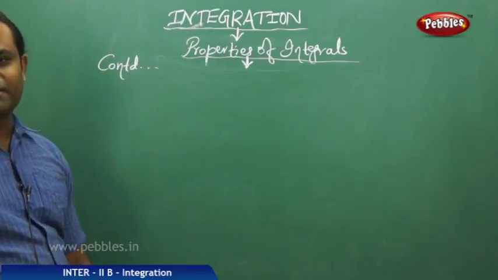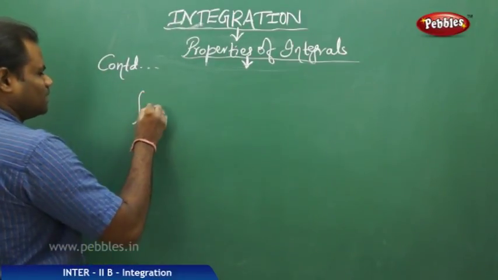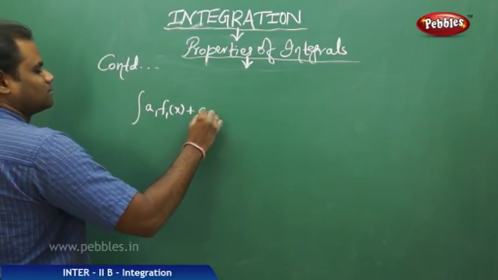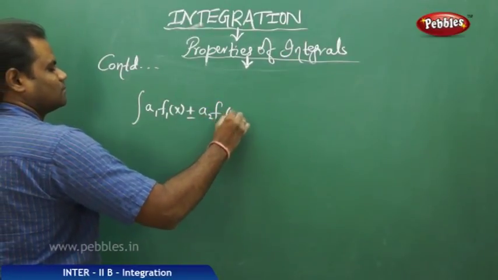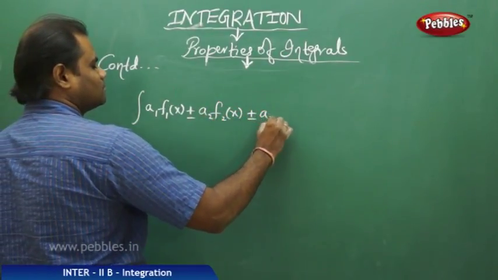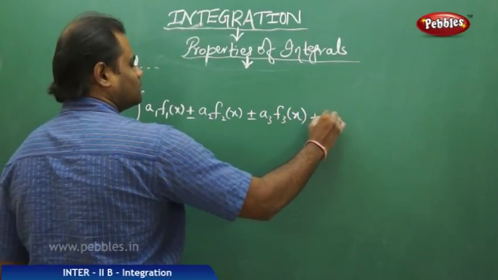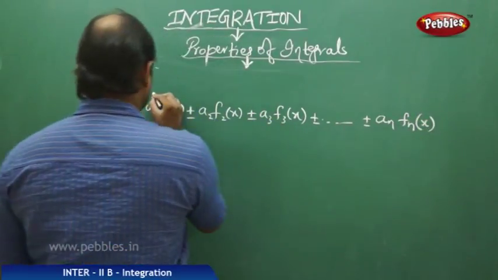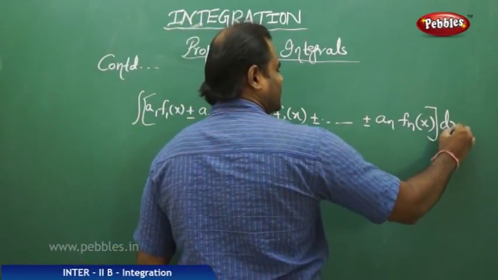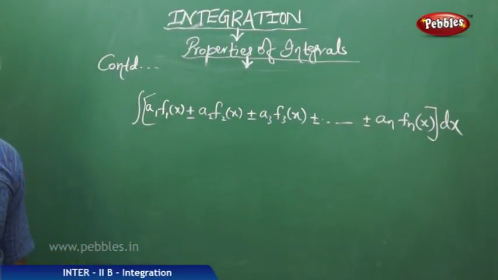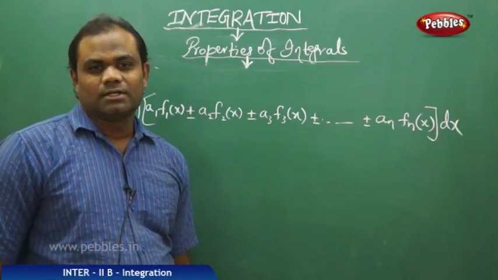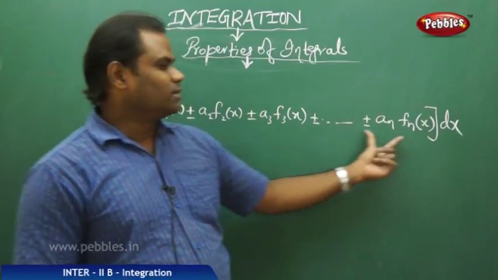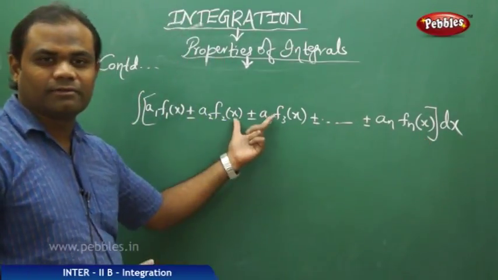If suppose there are n functions and n constants, say for example, I would like to find integration of a1 f1 of x, and so on, whole of dx. Then this is split accordingly with each of the terms, because splitting the sum of integration is not restricted only to two functions but to infinite number of functions. Here n different functions.